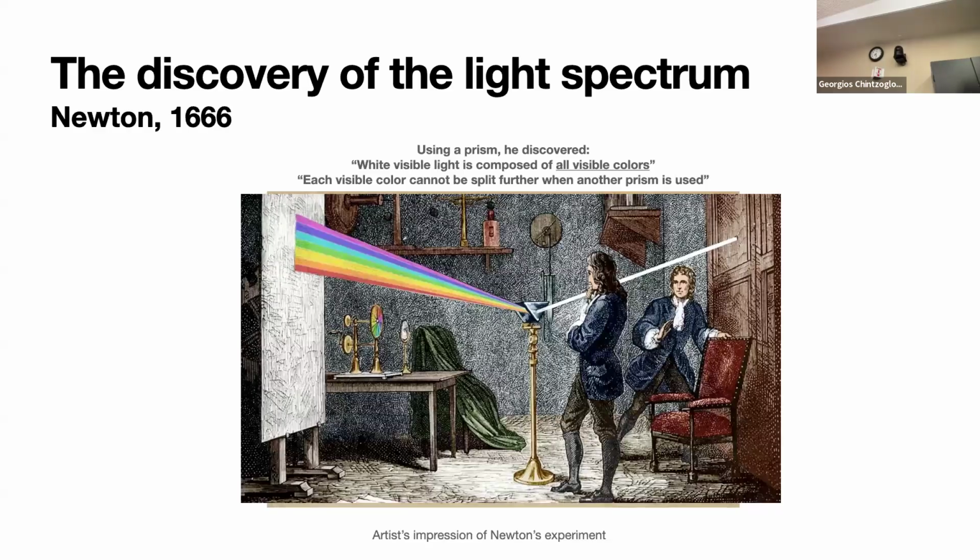So by doing this simple experiment, he discovered that white, visible light coming from the sun is composed of all the possible visible colors, because everybody can do this experiment. That's the beauty of it. And then he actually used another prism to try to see if he could split the colors further and see colors he hadn't seen before. Well, it turns out he failed on that. The visible colors cannot be split further when another prism is used in series. So, quite an important discovery, but he missed something.